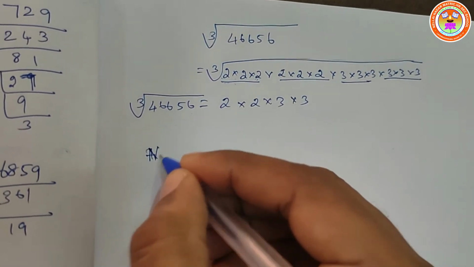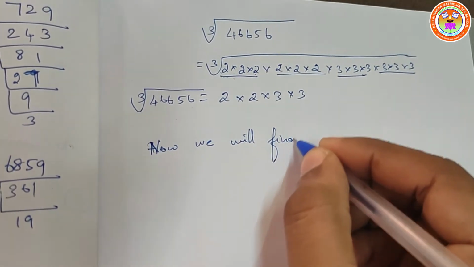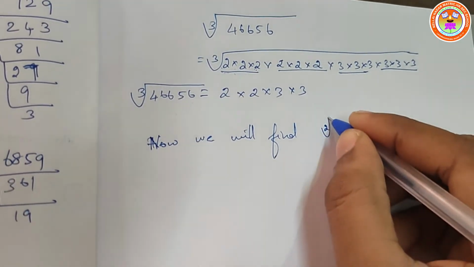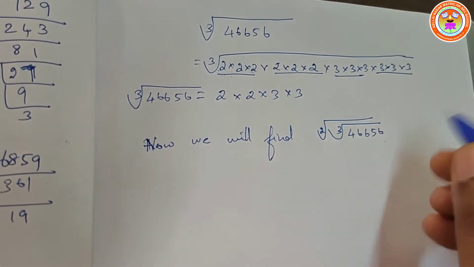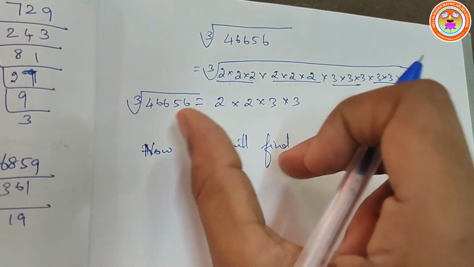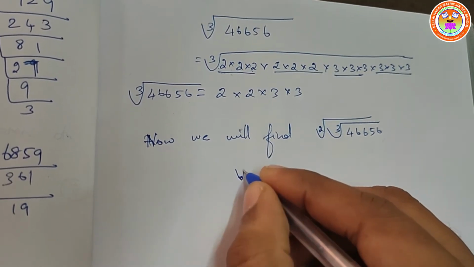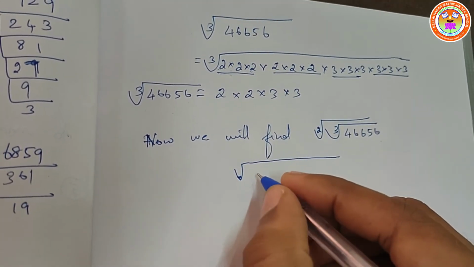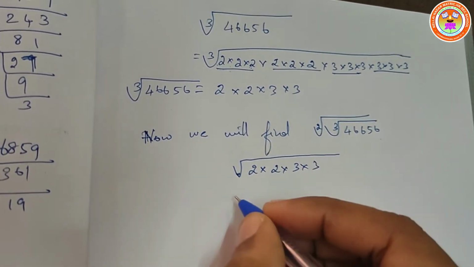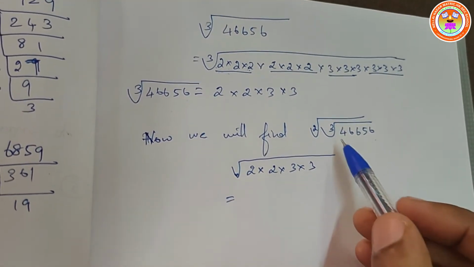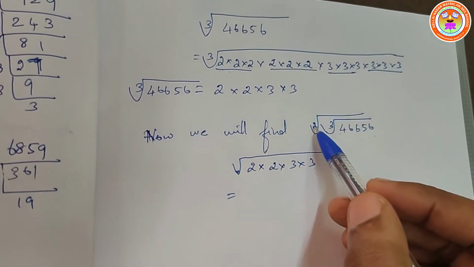Now they asked us to find the square root of cube root of 46,656. Already we found the cube root of 46,656. Now they asked us to find the square root. Square root we can write like this: square root of 2 into 2 into 3 into 3. So the value of cube root of 46,656 is 2 into 2 into 3 into 3. Now again we have to find the square root.